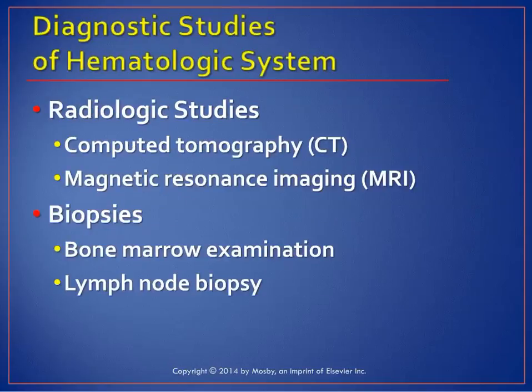Radiologic studies for the hematology system involve primarily the use of CT or MRI for evaluating the spleen, liver, and lymph nodes. Biopsy procedures specific to hematologic assessment are bone marrow examination and lymph node biopsy. In general, these procedures are done because a peripheral blood smear is nonspecific and usually a diagnosis cannot be established from a peripheral blood smear. A biopsy can also produce additional information about a hematologic problem that is needed for diagnostic purposes as well as planning treatment options.